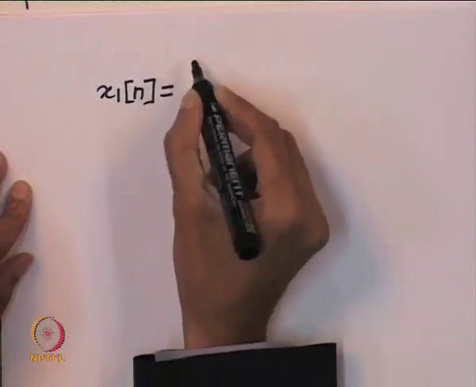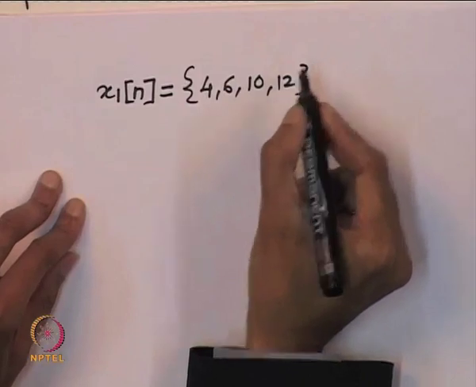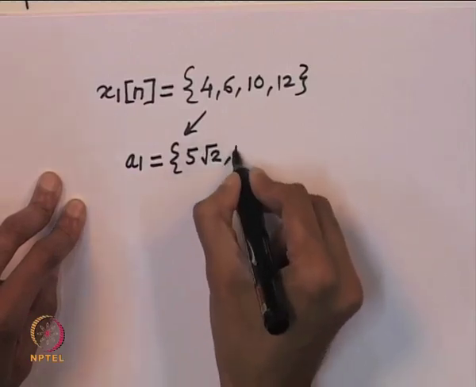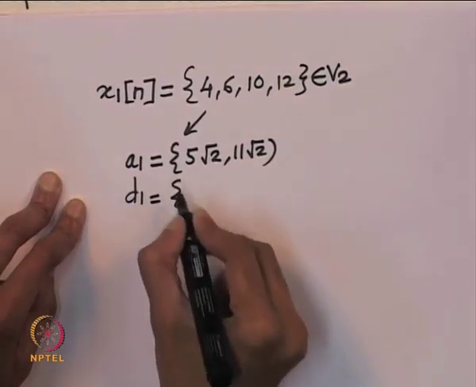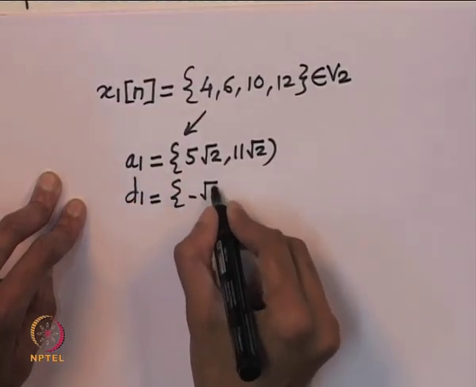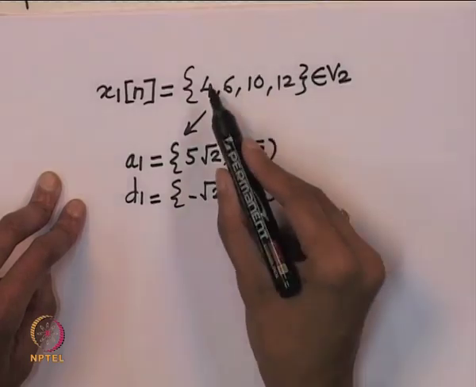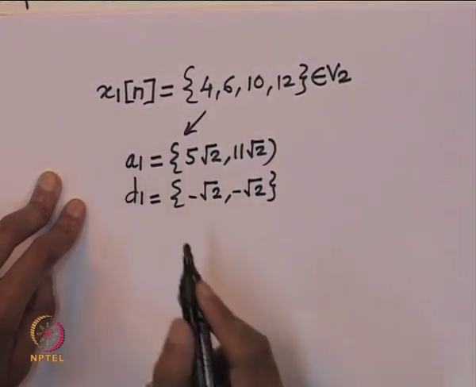Now, as against this, if we consider a case of yet another signal which is much more smoother, let us say x1 of n, which looks like this, 4, 6, 10 and 12, then indeed the details will be, these are the approximations in V2, and the details will be, now these are same values, and that is because the difference between 4 and 6 is same as the difference between 10 and 12, as can be seen. So, this indeed gives us the detail values.